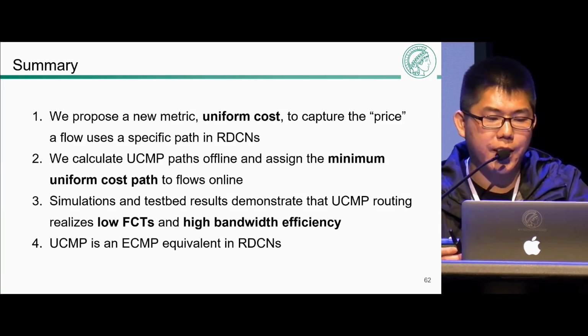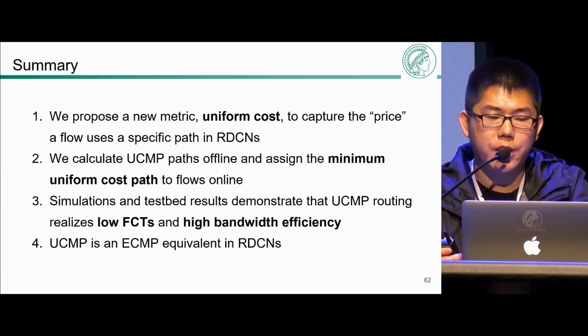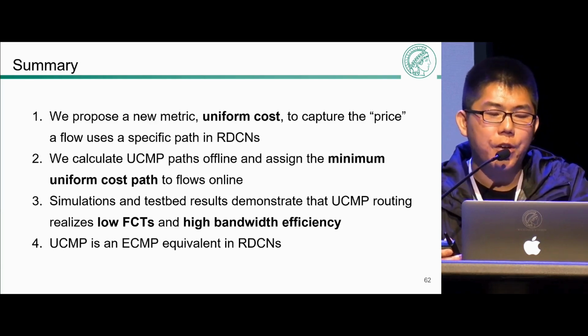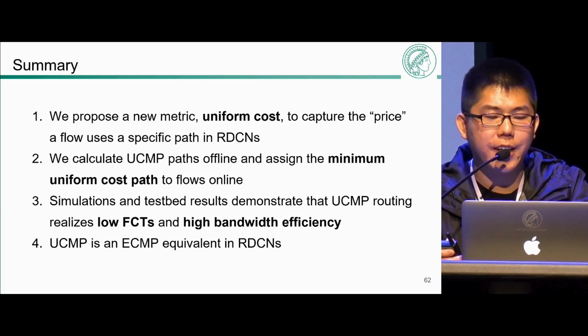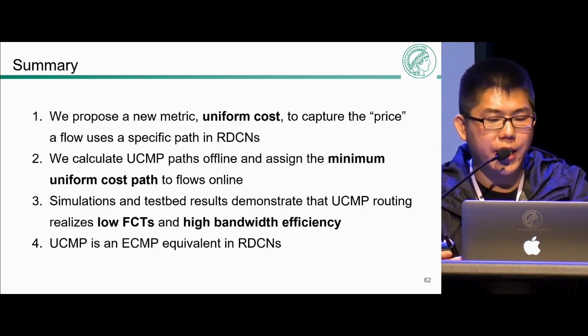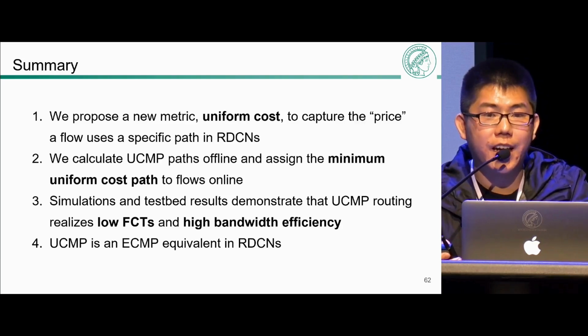Let's summarize here. We propose a new metric, uniform cost, to capture the price a flow pays for using a specific path in RDCNs. We calculate UCMP paths offline and assign the minimum uniform cost path to flows online. Simulation and testbed results demonstrate that UCMP routing realized low FCTs and high bandwidth efficiency. And we regard UCMP as an ECMP equivalent in RDCNs.